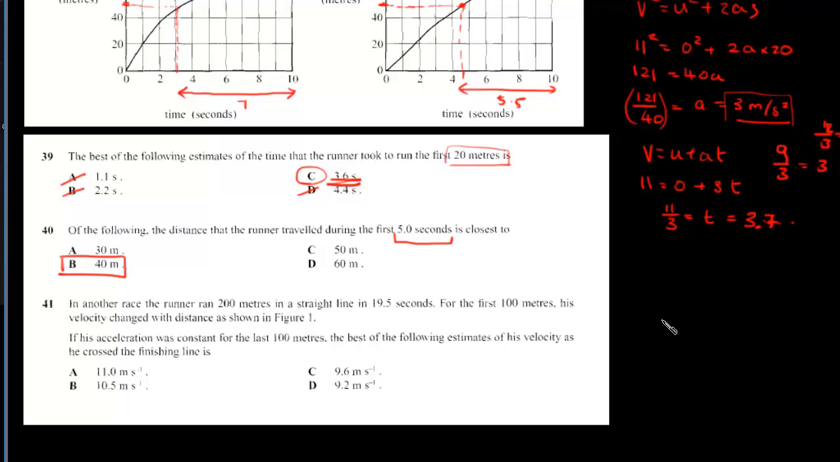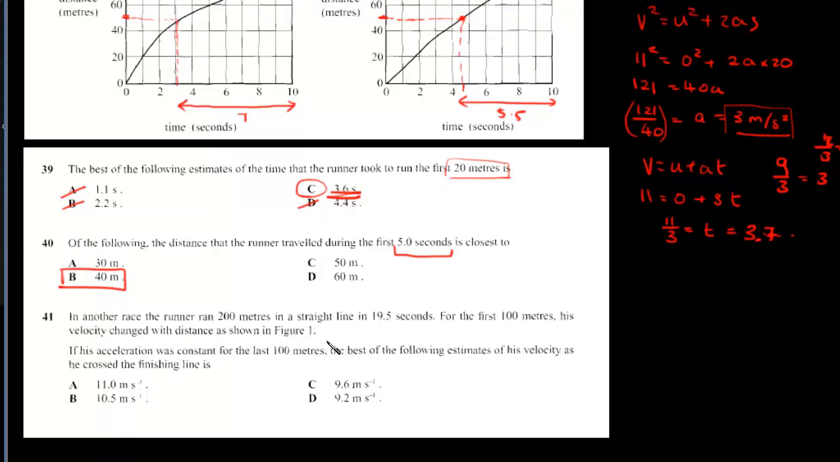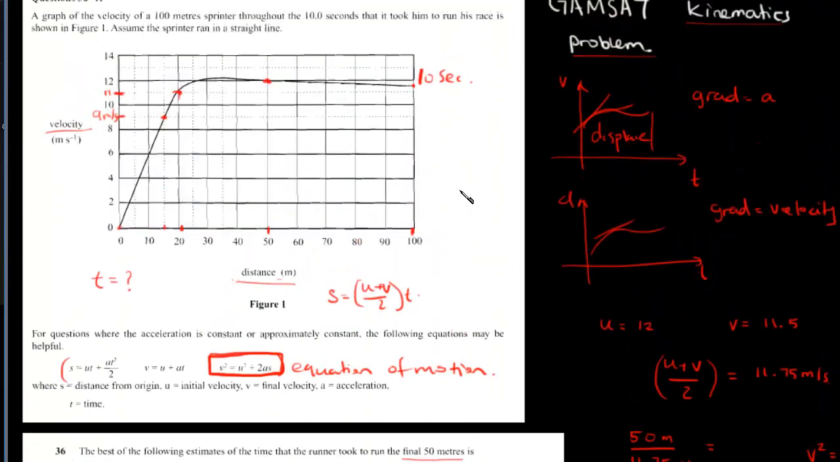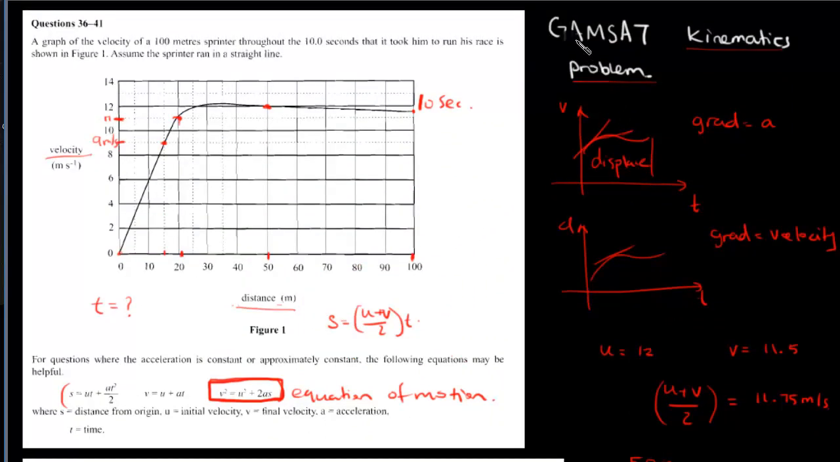In another race, the runner ran 200 meters in a straight line in 19.5 seconds. For the first 100 meters, his velocity changed with displacement as shown in figure 1. If his acceleration was constant for the last 100 meters, the best of the following estimates of his velocity as he crossed the finishing line is. So what this question means is this. This is now going to be a 200 meter race.